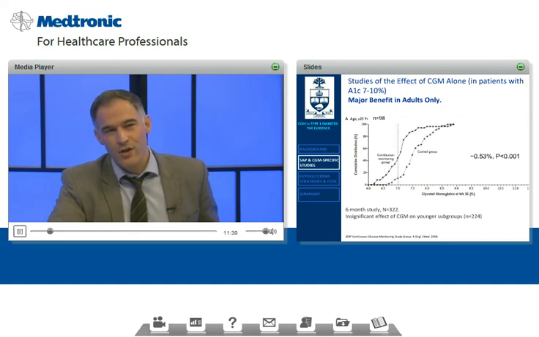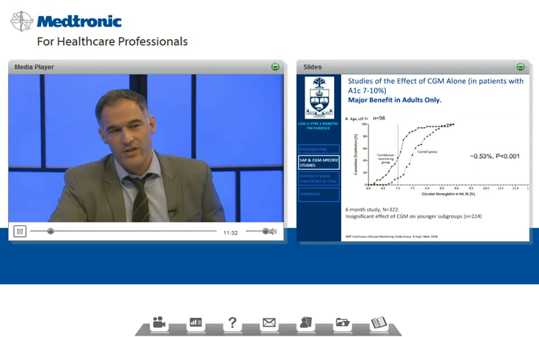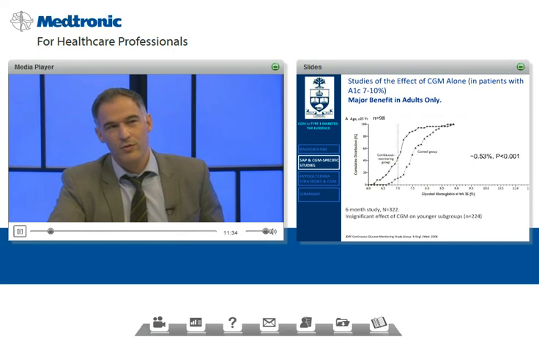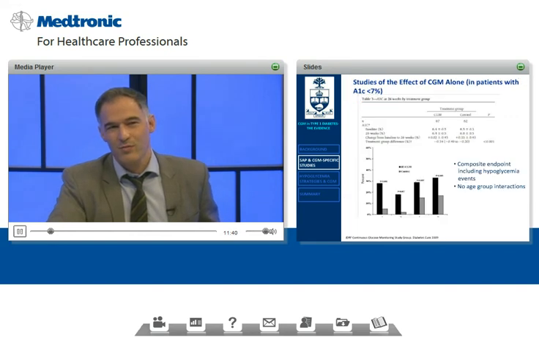Now, they also had another project, the JDRF CGM group, and that was to look at people who had A1Cs that were less than 7%. And in that group, of course, they didn't really see an improvement in A1C. In fact, they saw a trend towards better A1C compared to those who were not on CGM. That's what that little table above shows.